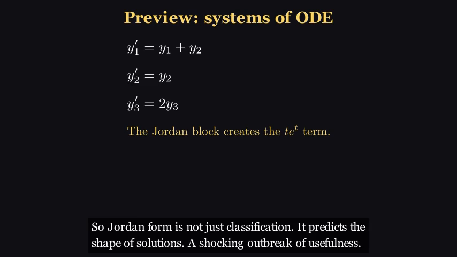So Jordan form is not just classification. It predicts the shape of solutions. A shocking outbreak of usefulness.